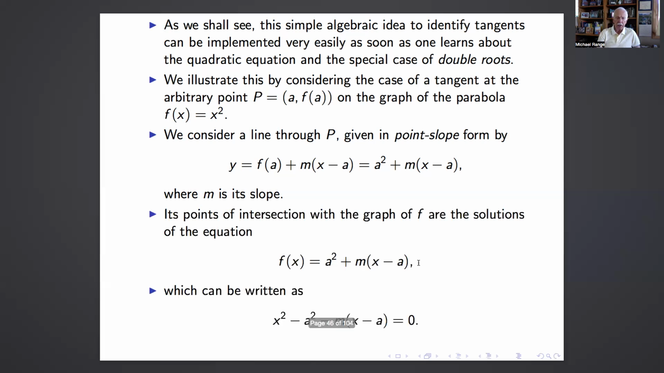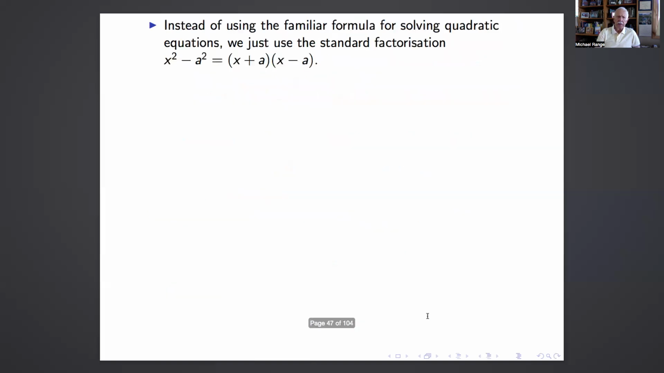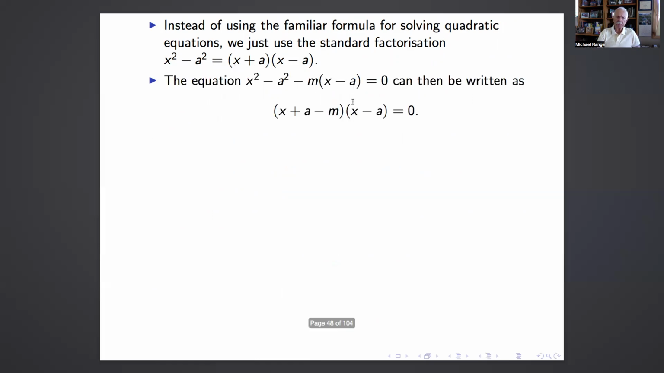This is a quadratic equation, which can be written in the form x squared minus a squared minus m times x minus a is equal to 0. Now, instead of using the familiar formula for solving quadratic equations, we just use a standard factorization. x squared minus a squared is equal to x plus a times x minus a.